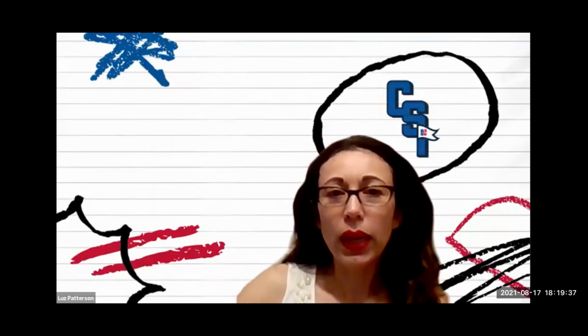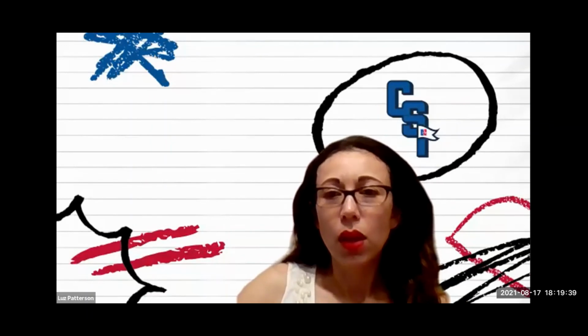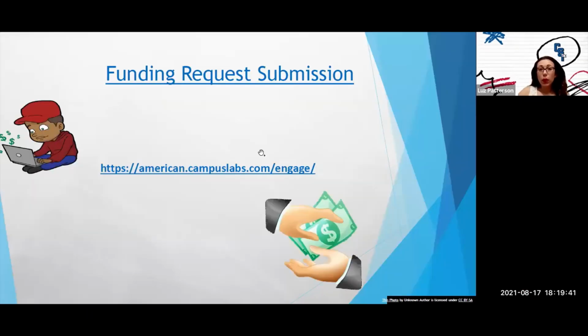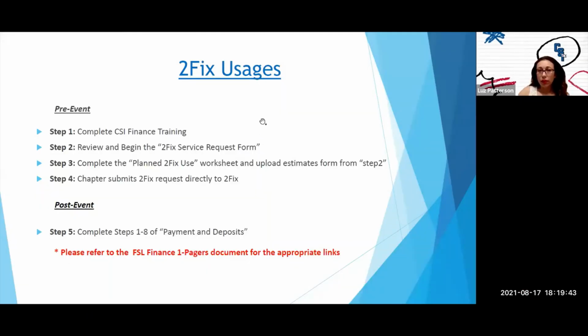Okay, let me just go back here to the presentation. There are a couple more things that we want to make sure that you learn or that you're aware of, which is something that the councils and the chapters use a lot, the 2 fix. So what do you have to do when it comes to submitting requests and payments for 2 fix? So pre-event, what are the steps?